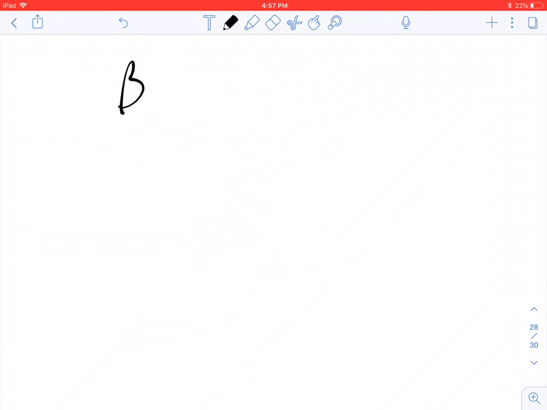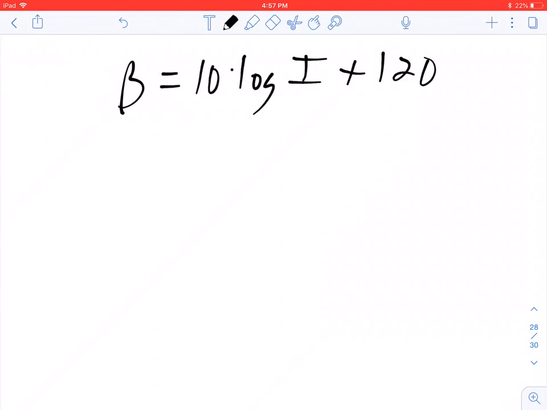We have beta equals 10 log I plus 120. But in this case, the intensity, which is right here, has to be doubled. And we're going to make it 2I because there are two stereos now playing, not one. Now, how is this going to affect the decibel level? Well, it will not double the decibels.